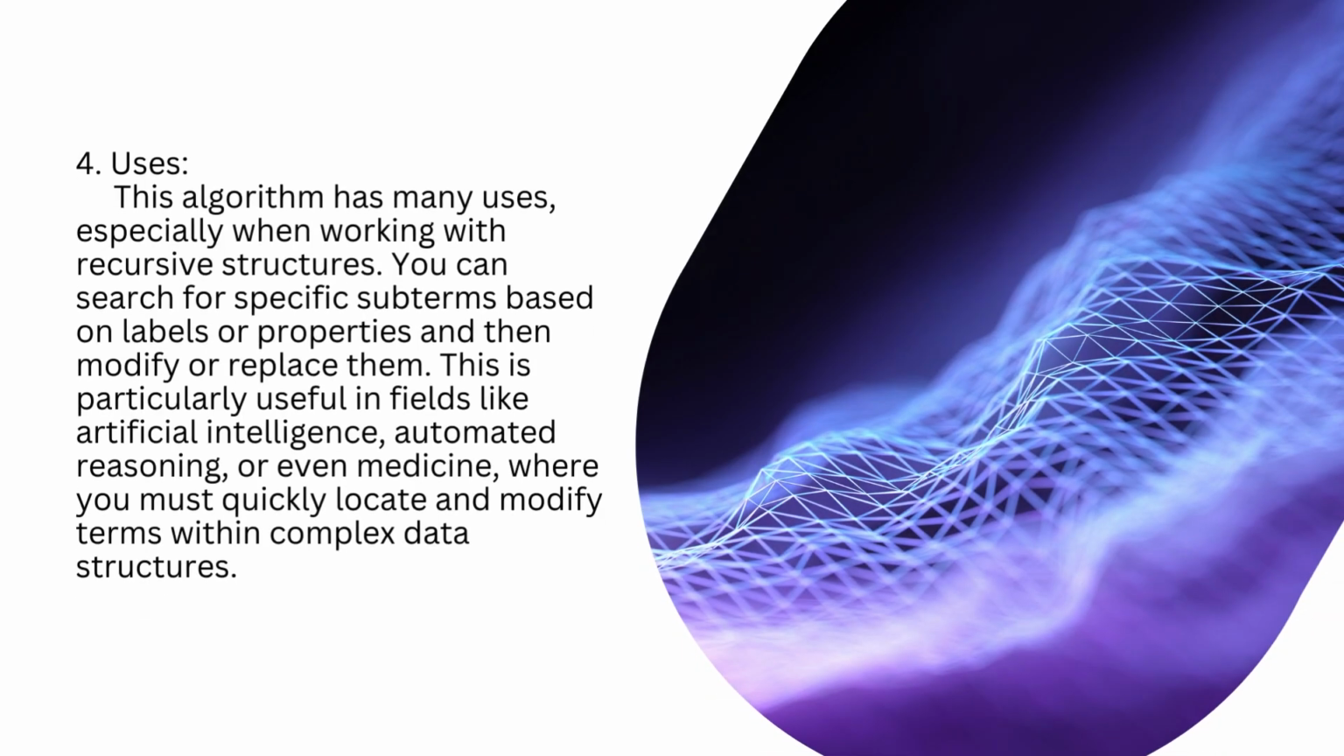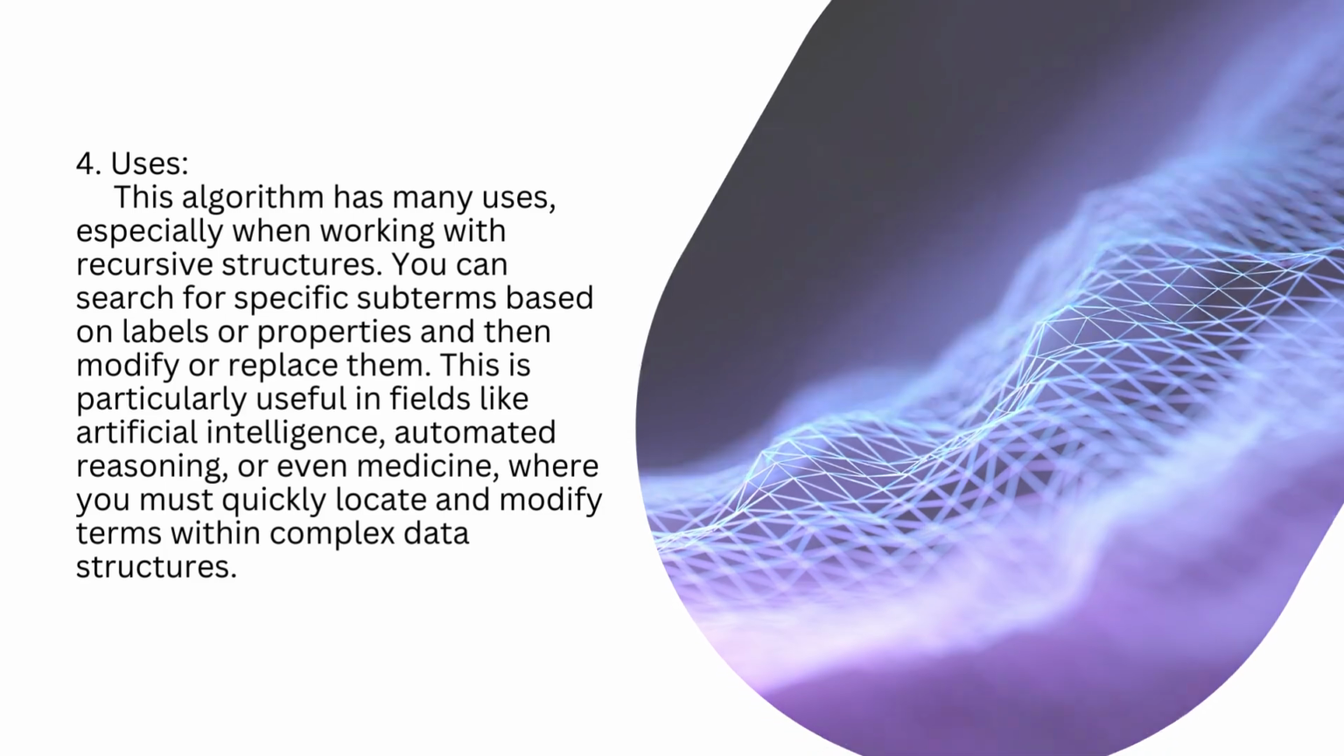4. Uses. This algorithm has many uses, especially when working with recursive structures. You can search for specific subterms based on labels or properties and then modify or replace them. This is particularly useful in fields like artificial intelligence, automated reasoning, or even medicine, where you must quickly locate and modify terms within complex data structures.